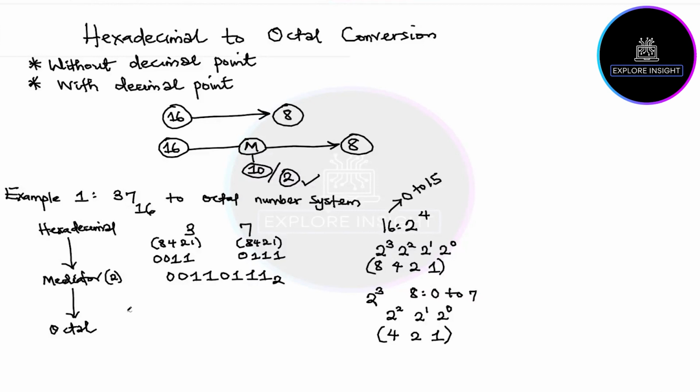But from the mediator to octal, we are supposed to put these values in sets of 3. What do I mean? We are going to take our value from left to right, but consider 3 digits as a set.